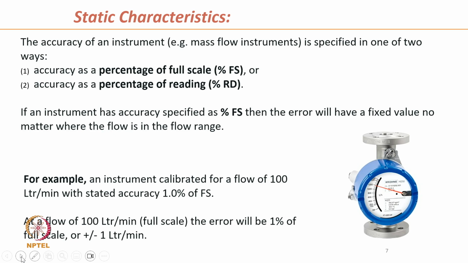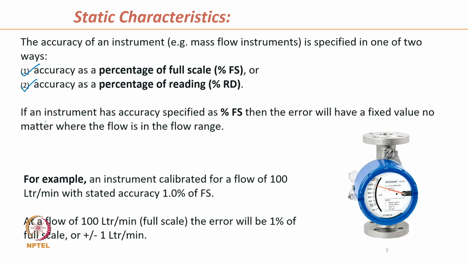So, we have two ways of expressing this error, which is one, the accuracy as a percentage of full scale, percentage FS, or percentage of reading, which is the first case where we normalize it with the true value of measurement. There is a difference between these two expressions of errors. Let us take it using an example.